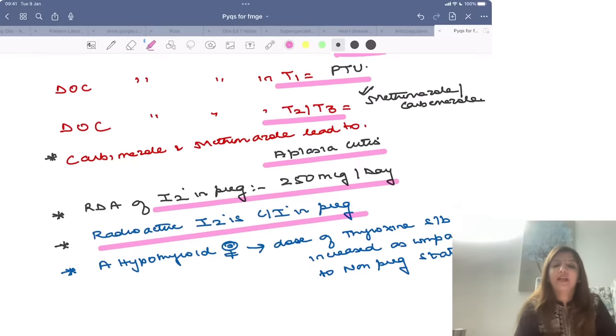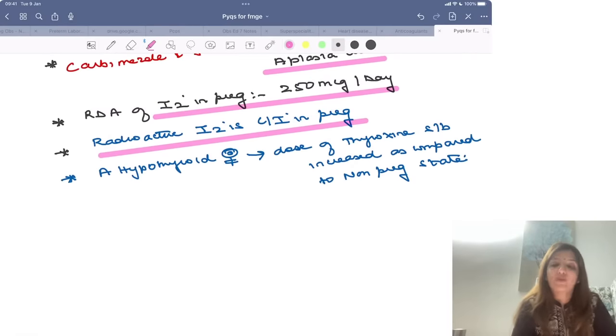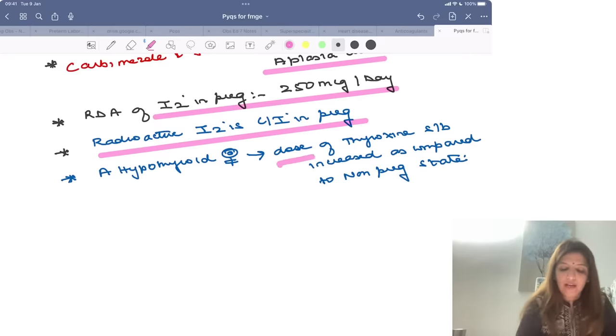Right? And the last thing you have to remember is, suppose there is a hypothyroid female who was taking thyroxine and she conceives. What are you going to do to the dose of thyroxine? In all hypothyroid females, when they conceive, the dose of thyroxine should be increased, right?